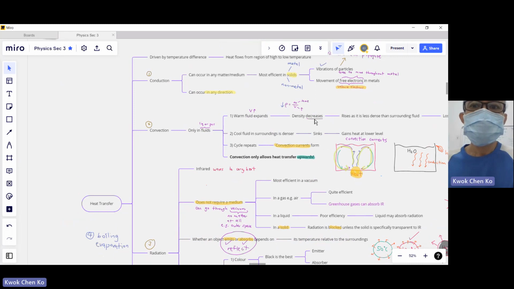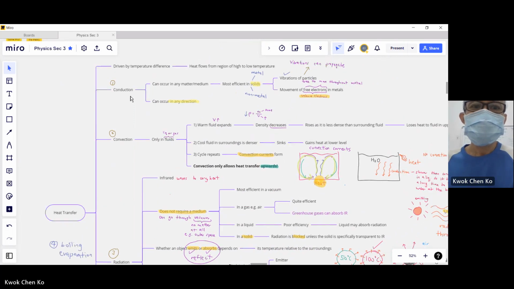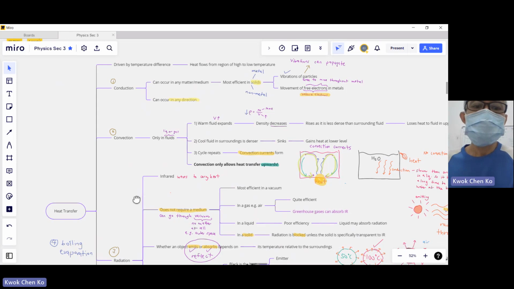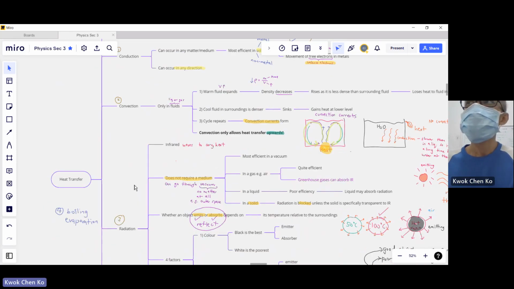How familiar, right? Conduction, convection, radiation.